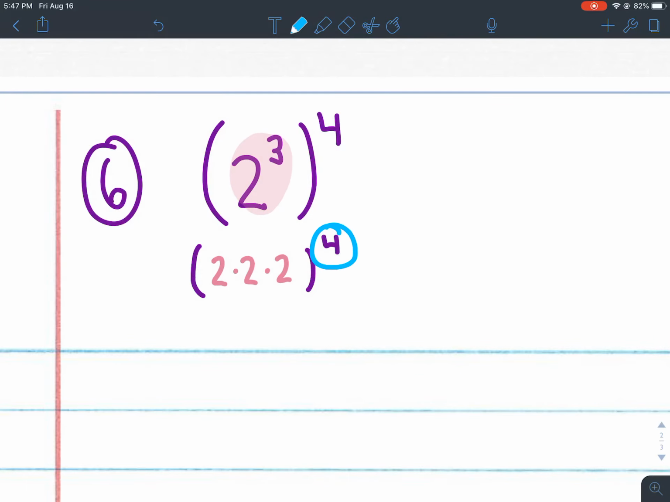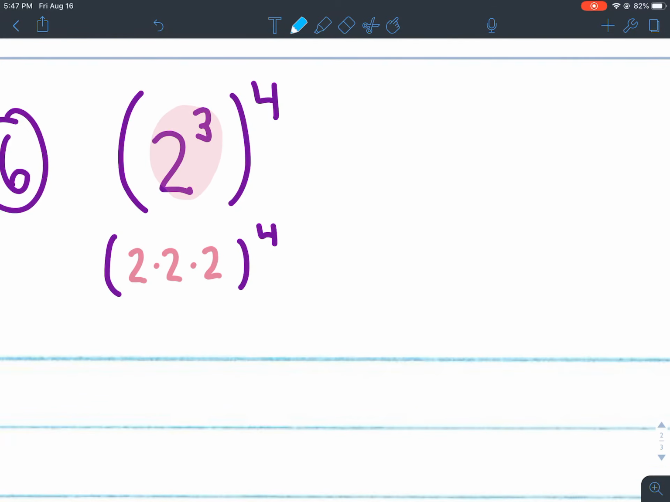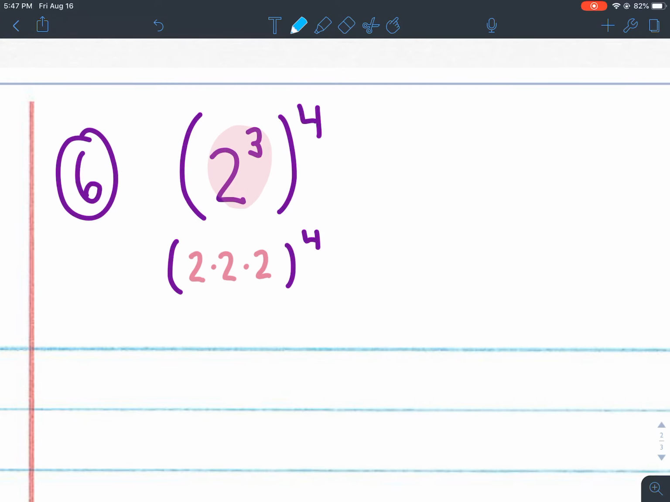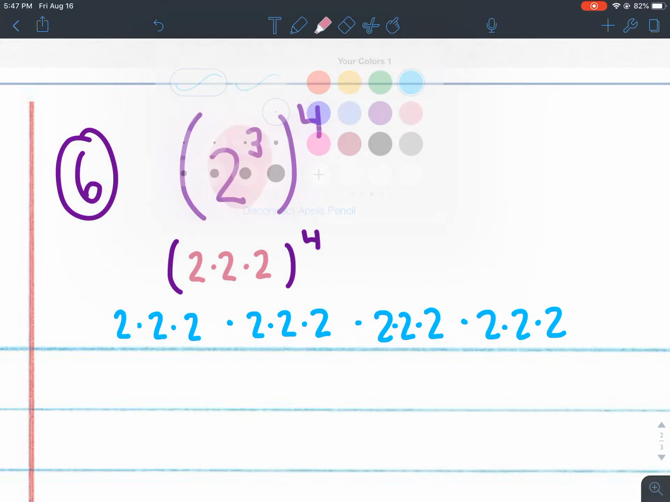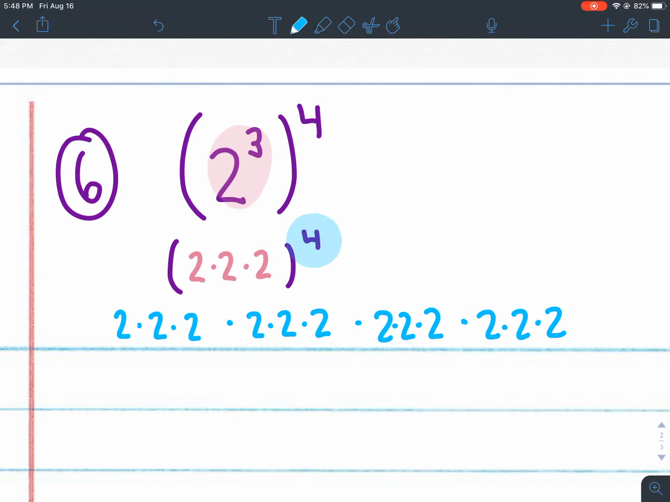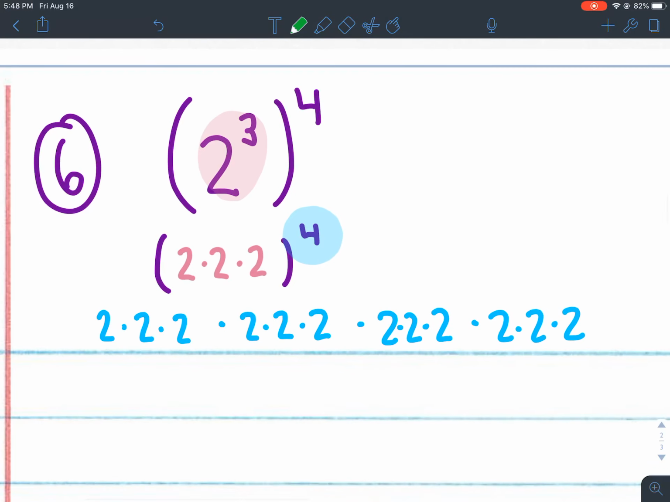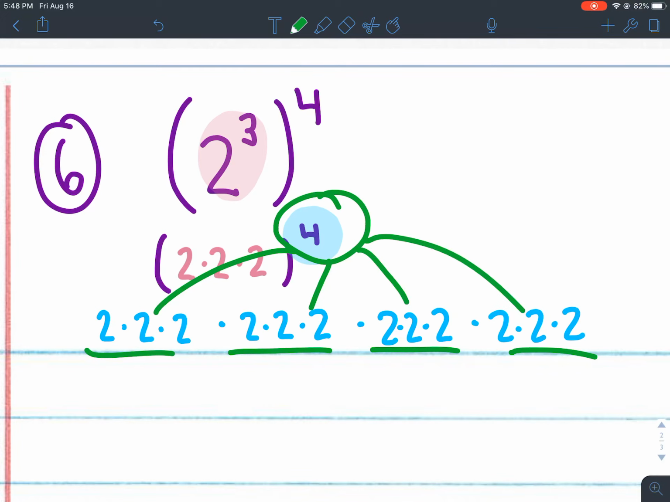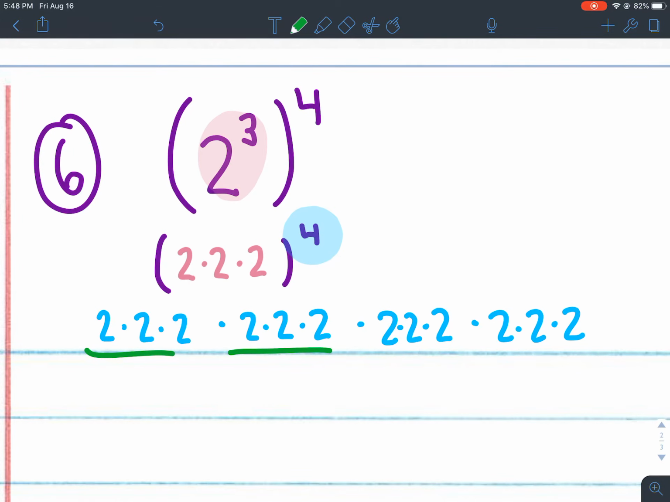Well, what does this 4 mean? This 4 means that I have 2 times 2 times 2, 4 times. So I have to duplicate this house. I have this house 4 different times. So I have 2 times 2 times 2, times 2 times 2 times 2, times 2 times 2 times 2, times 2 times 2 times 2. So I have it 4 times. And you're like, I don't see it. This is 1, 2, 3, 4. So this 4 is giving it to me 4 times. I need it 4 different times.